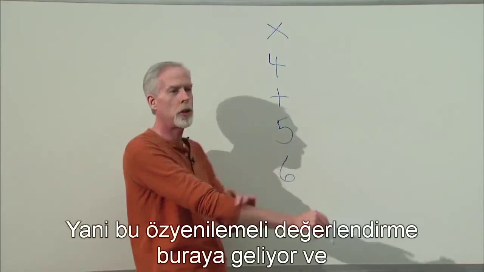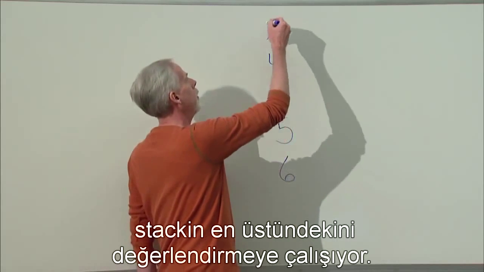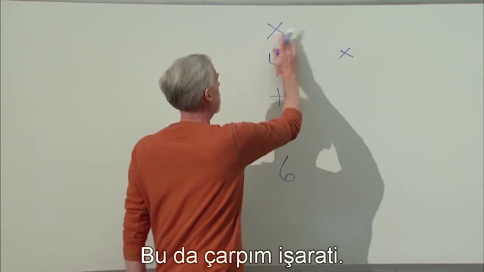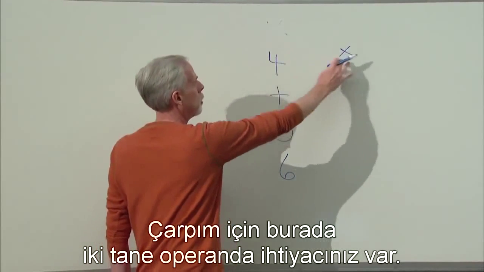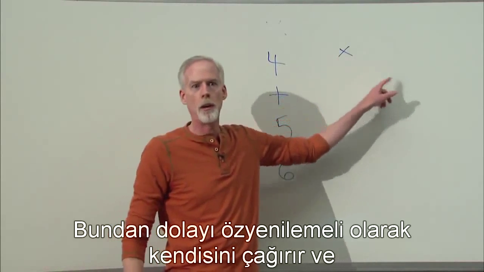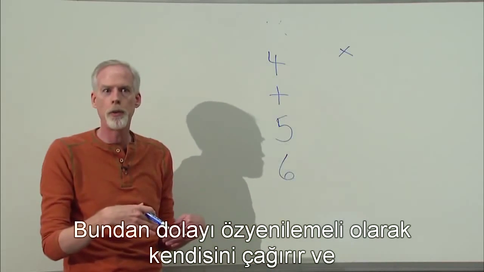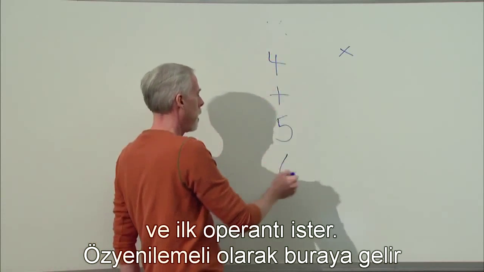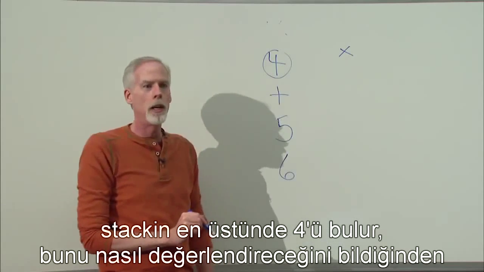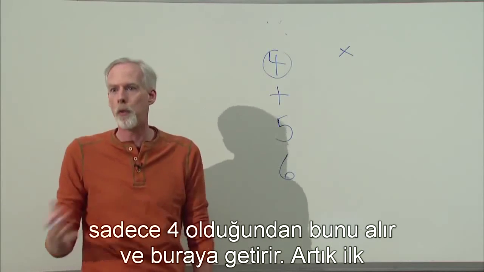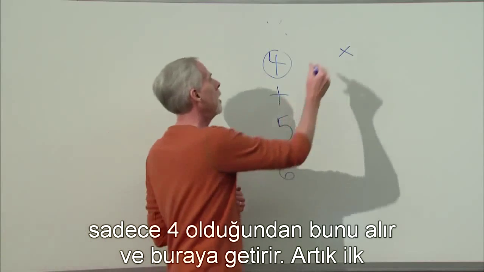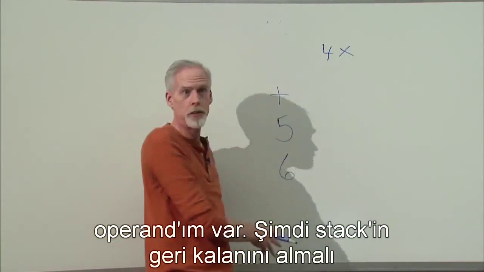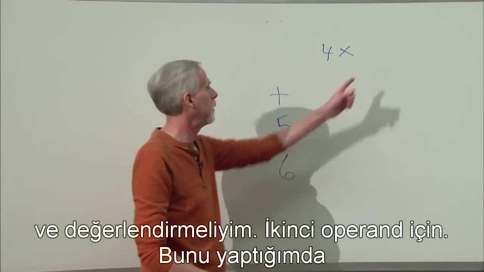So let's look at this. This recursive evaluate is going to try to evaluate the top of the stack, which is a times. For times, it needs two operands. So it recursively calls itself to say, give me the first operand for times. It finds a 4 on the top. It's like, I know how to evaluate 4. It's 4, so it just returns. So now I have my first operand. Now I take the rest of the stack and evaluate it to get the second one.